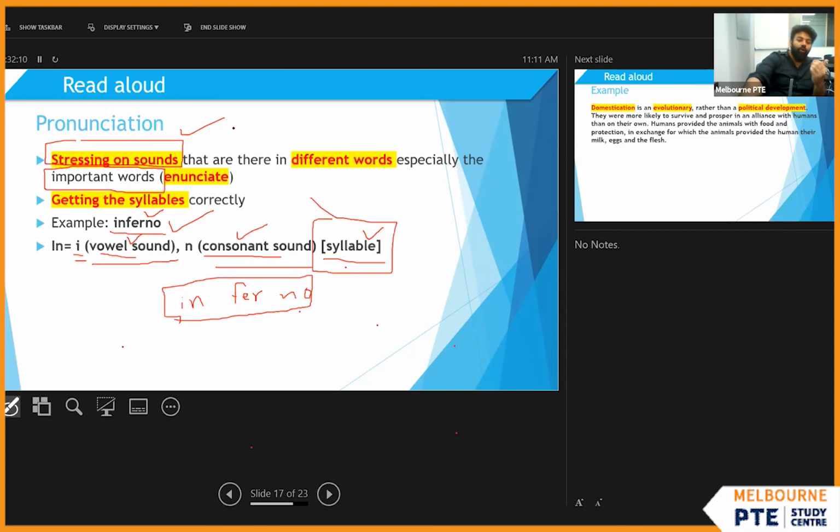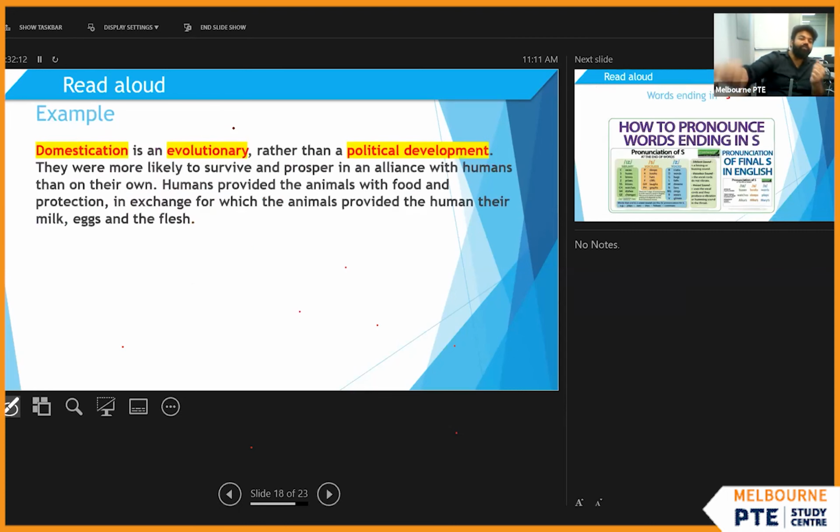Okay, so with the important words, what I mean is, let's just say if we take something like this passage. In the first line, if you see, I have highlighted some words like domestication, evolutionary, and political development. And you will agree with me that these words are containing more information compared to, just like, is and rather than and it. Okay. So I will try to say these more clearly and more loudly. That is it.